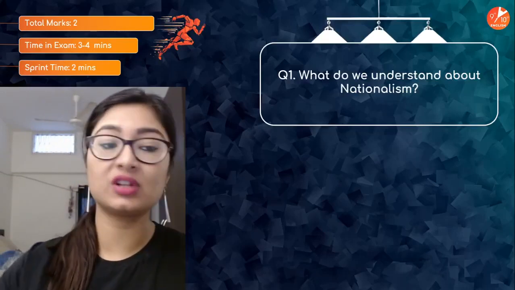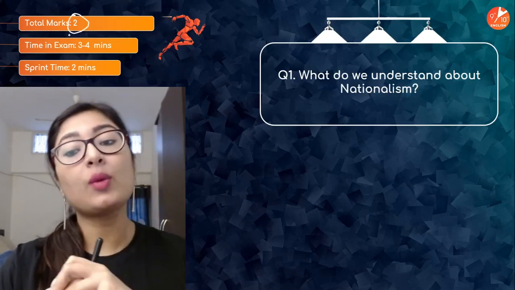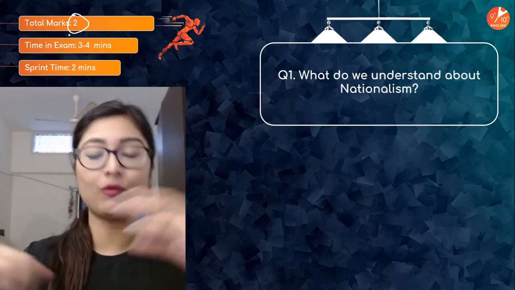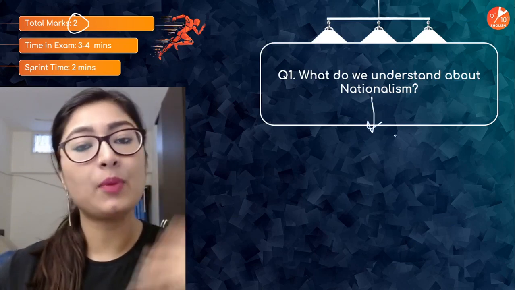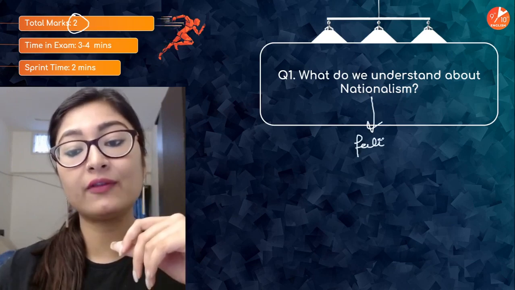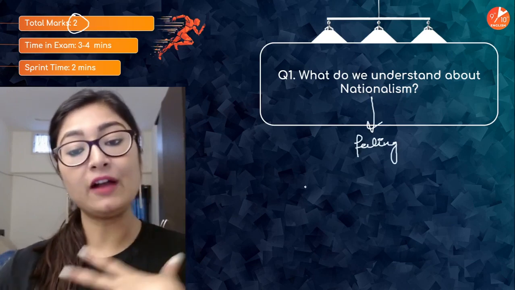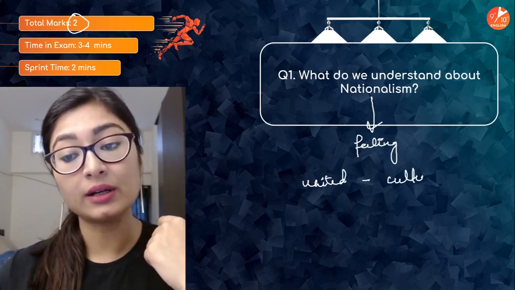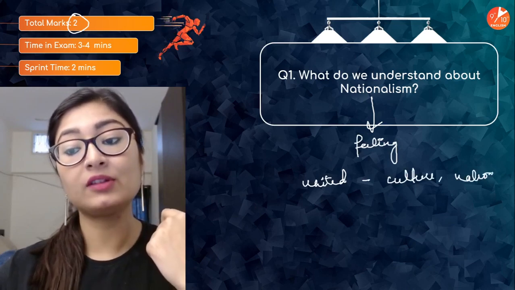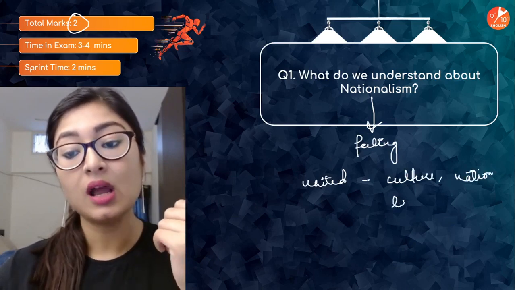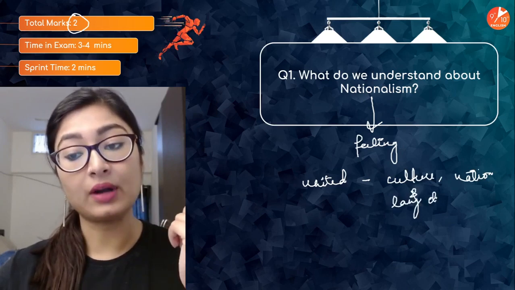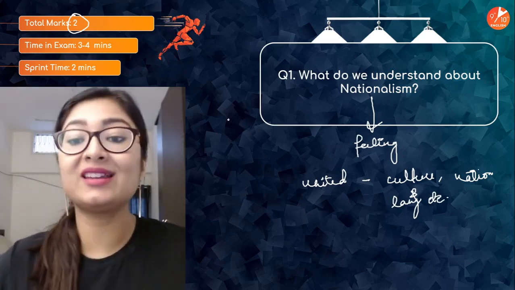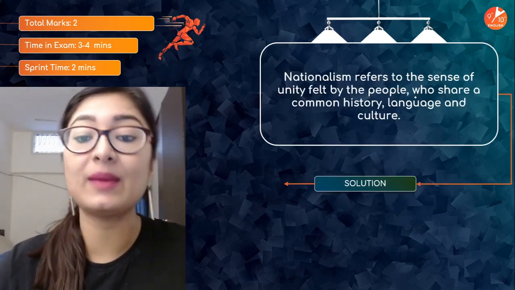Okay, so on that note, let's begin with another session of Sprint. This is the very first question, which is a 2-marker question. The question says, what do we understand about nationalism? Very simple. Nationalism is not any policy. It's basically a feeling of being united, of being associated with your culture, with your nation, based on culture, language, etc. This feeling which unites the people together is what nationalism is.